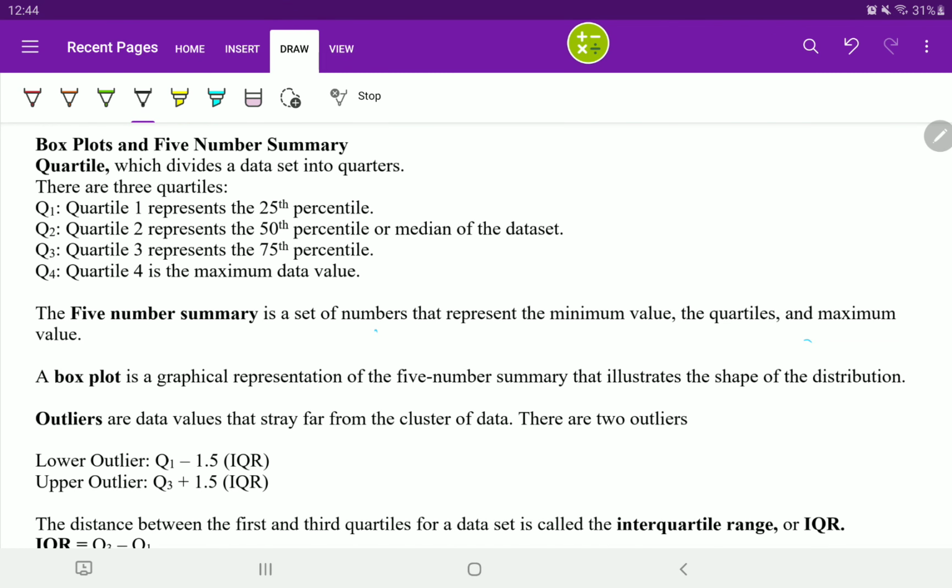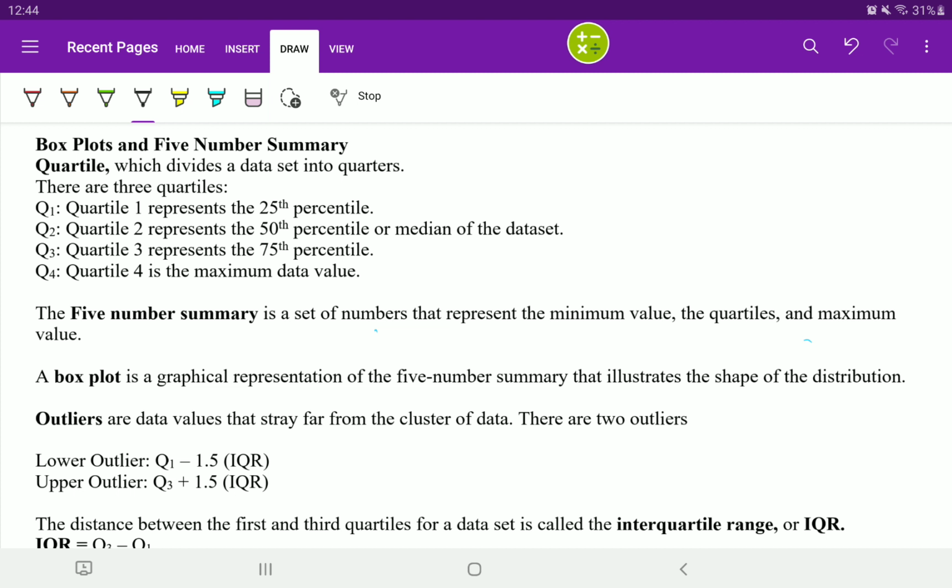So the last measure of position that we're going to focus on, the last overall topic regarding this, is going to be something that's known as a box plot. And a box plot is a picture. It's a way to organize your data, a way to picture your data, and to show you the shape of a distribution by using quartiles.